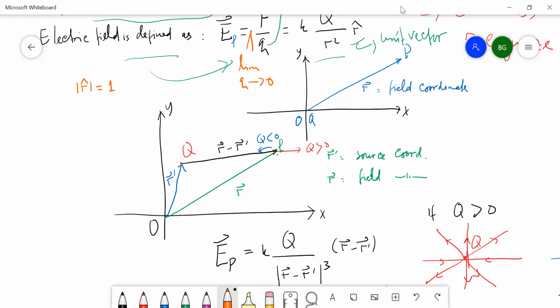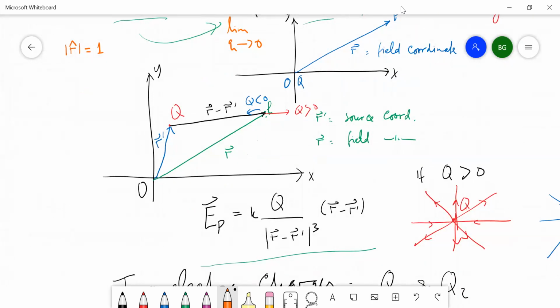So this is the formulation, this Q here. So the vector R minus R prime here, the direction is outward. Outward means you see that from this one. Basically, this is R minus R prime. The vector is outward. It means becoming far away from capital Q.